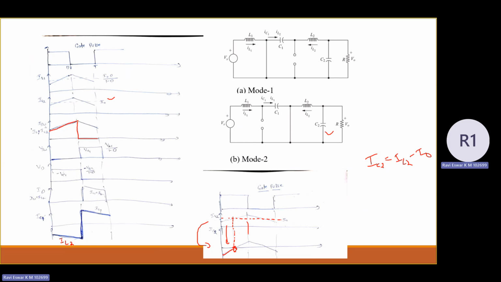After this, in this particular region, IL2 is greater than I0. That's why the IC2 current comes positive. Again, there is an intersection here, IL2 equal to I0. At this particular point, IC2 equals 0. So this is how you can draw the capacitor current C2. These are the model waveforms for the Buck converter.